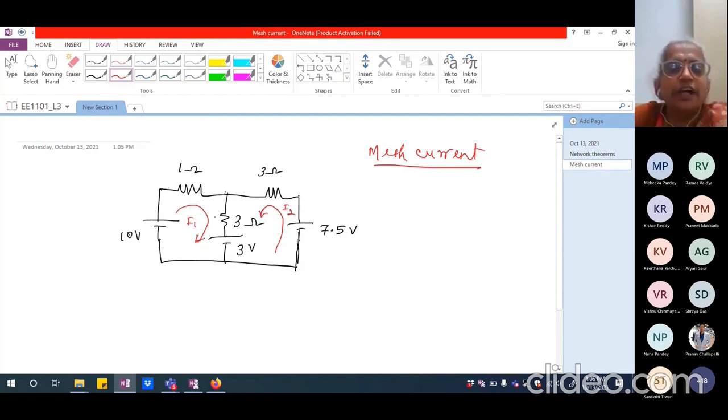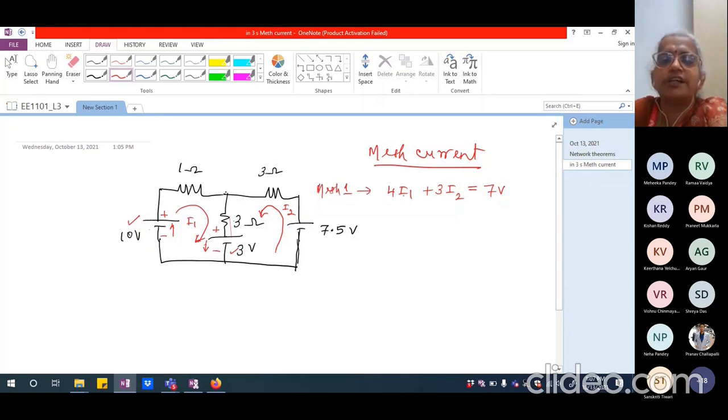Okay, so if I have to write this, I have to write this as 1 and 3. Both of them are carrying I1 ampere of current. So 4I1, and this is carrying I2 also in the same direction. So I should have plus 3I2 equal to how many voltage sources are there? This is 10 volts and this is 3 volts. And this is plus and this is minus, so this is voltage rise. And if I say this is plus and this is minus, this is voltage fall, right? Voltage is falling. So because of which 10 minus 3, which is 7 volts. This is corresponding to mesh 1. This is going to be the mesh 1 equation.